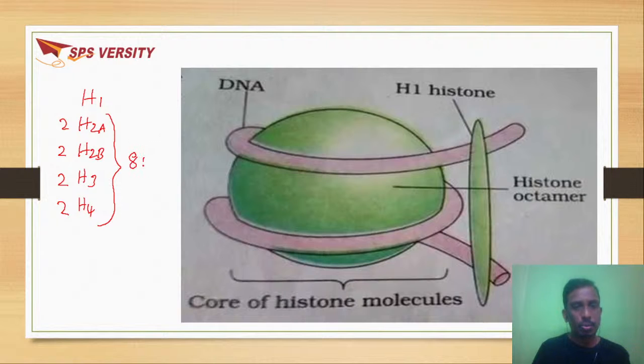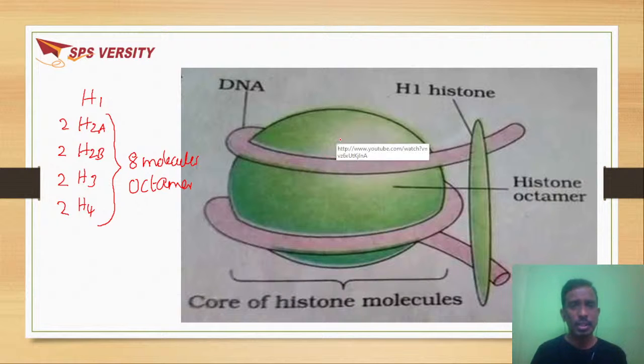That means a total of 8 molecules of histone will combine and form an octamer. Octa means 8. See the figure: what you are seeing in the center is the core of the histone molecule, which is formed of 8 molecules of histone proteins, called the histone octamer.